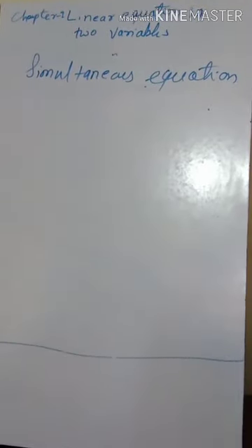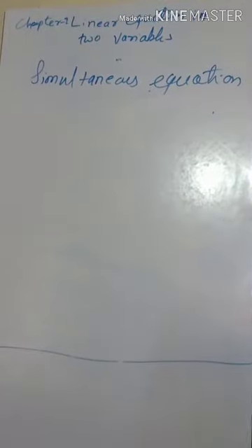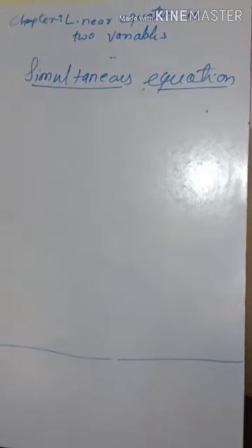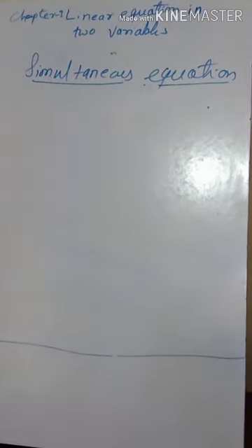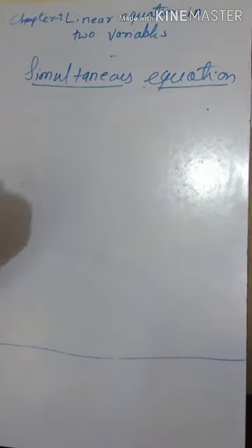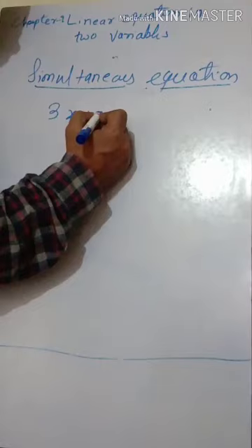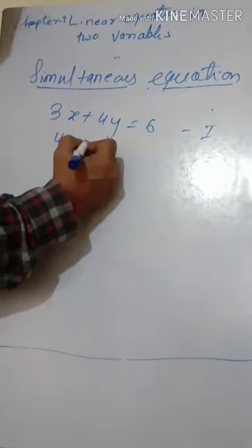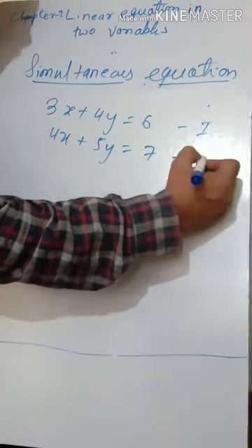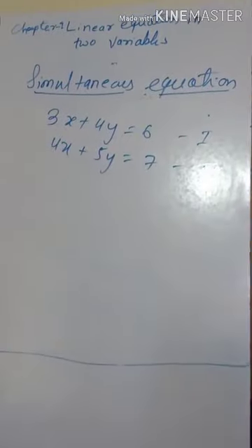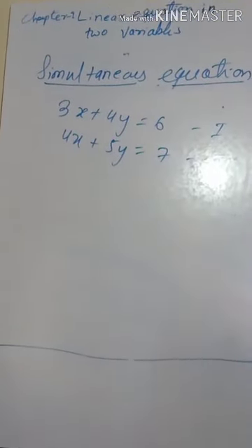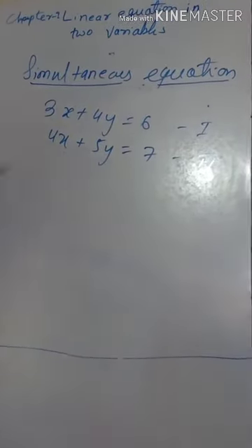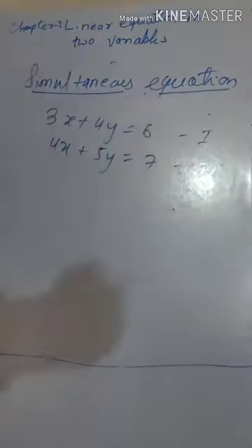Now we are going to discuss simultaneous equation. Simultaneous equation, when we think about two linear equations, that is 3x plus 4y is equal to 6, that is equation number 1, and 4x plus 5y is equal to 7, that is equation number 2. This is two linear equations. When we think about two different equations together, this is called a simultaneous equation.